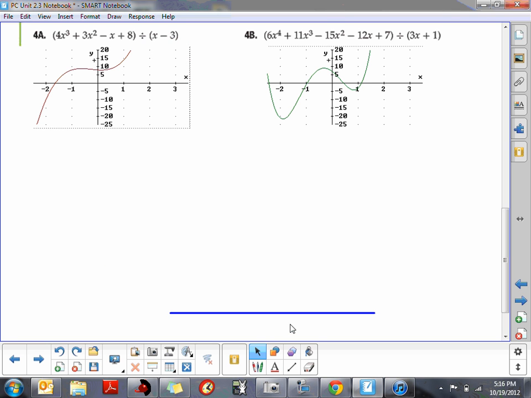Okay, in our second example, we have 6x to the 4th plus 11x cubed minus 15x squared minus 12x plus 7. We're going to divide it by 3x plus 1. Okay. So we're going to tackle that in just a moment.